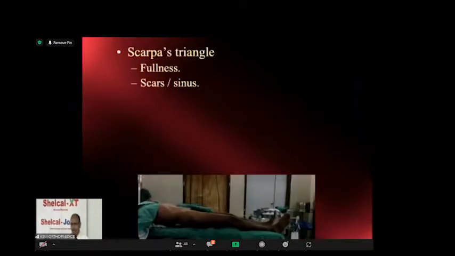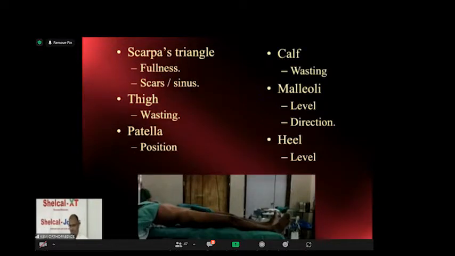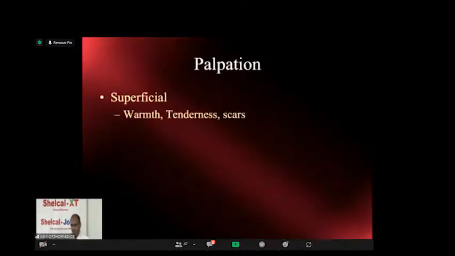From the side, what you see is Scarpa's triangle: is there any fullness? Sometimes in tuberculosis of the hip, there will be a possibility of a cold abscess somewhere. So Scarpa's triangle, fullness, scars and sinuses, wasting of the thighs, and position of the patella. The most important thing you see from the side is increased lumbar lordosis, so that will tell you there is a possibility of flexion deformity of the hip joint. And in the calf, also see the wasting. So grossly you see whether both knees are at the same level, both medial malleoli are at the same level, and whether the heels are at the same level or not.